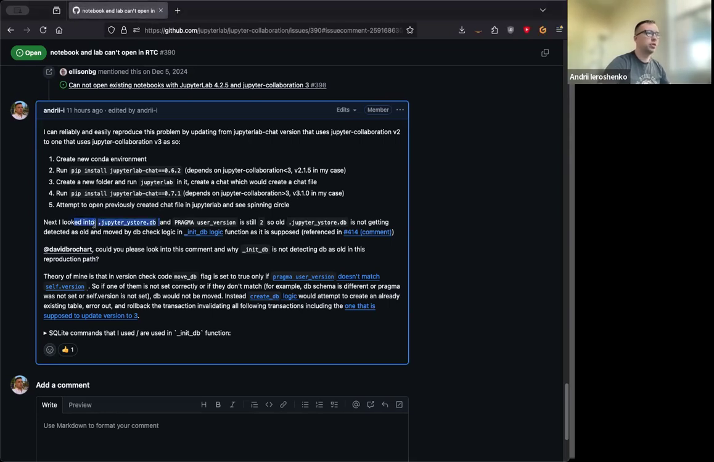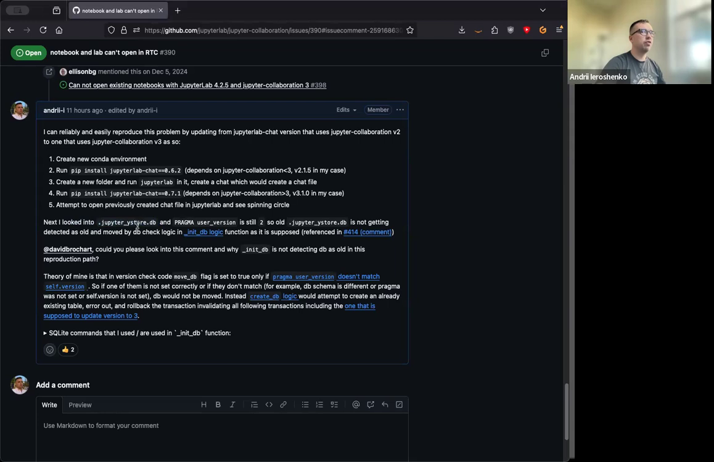We have talked in these issues about the DB file being faulty and being a problem. David Burchard mentioned the DB migration logic, and that he thinks it's not faulty. While being able to reliably reproduce this bug, I also looked into the DB deeply, and it's not getting moved. When Jupyter Collaboration 3 is installed in this reproduction path, the DB update logic does not go through because the DB user version is still 2 and not 3.